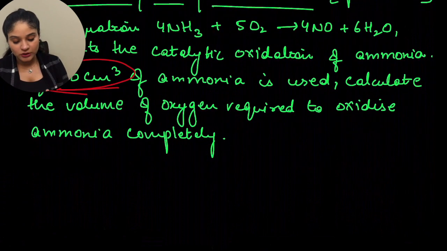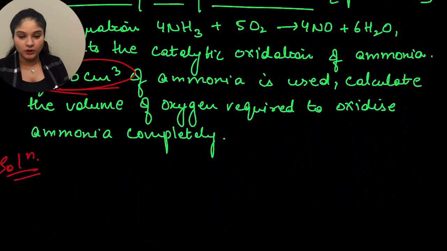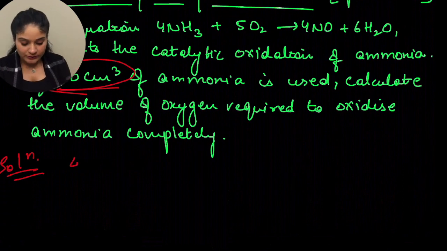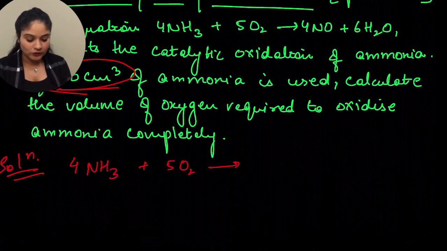So how you should start this question in the exam also. So pay attention on that. Always make sure you write the entire equation. So first thing should be write the equation. So 4NH3 plus 5 oxygen gives you 4NO plus 6 H2O.